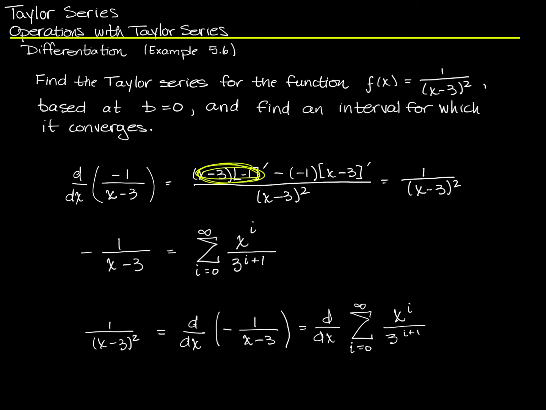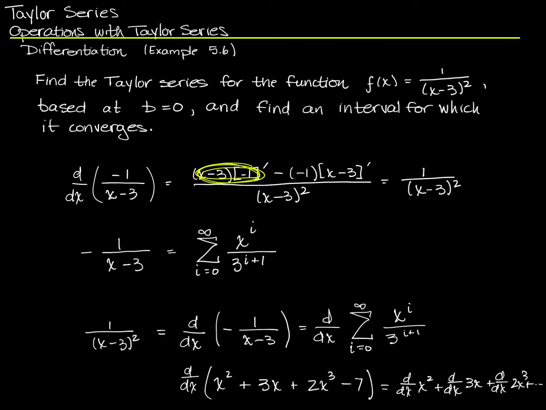Now what I've got here is the derivative of a sum of several terms. And just as a reminder, if you have, I'm going to make up a few terms here, x squared plus 3x plus 2x cubed minus 7. That's a sum of terms. The derivative of this sum of terms is just the derivative of each term. In other words, the derivative of a sum is the sum of the derivatives of the terms.